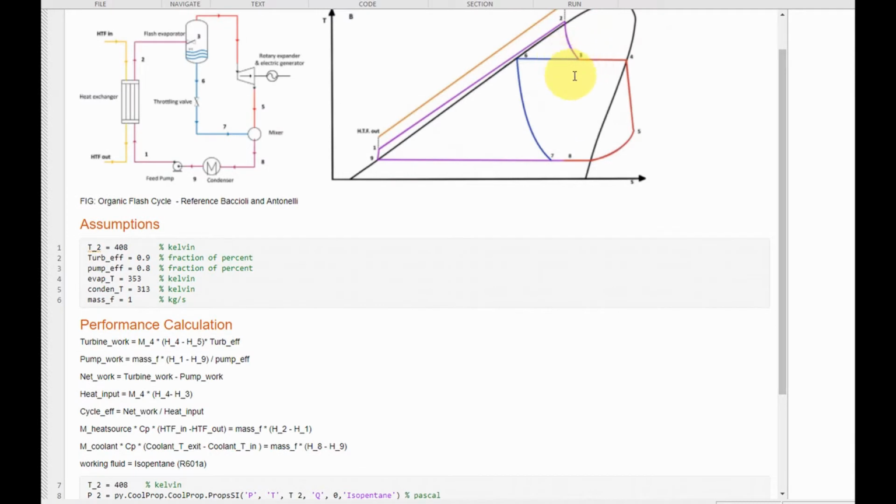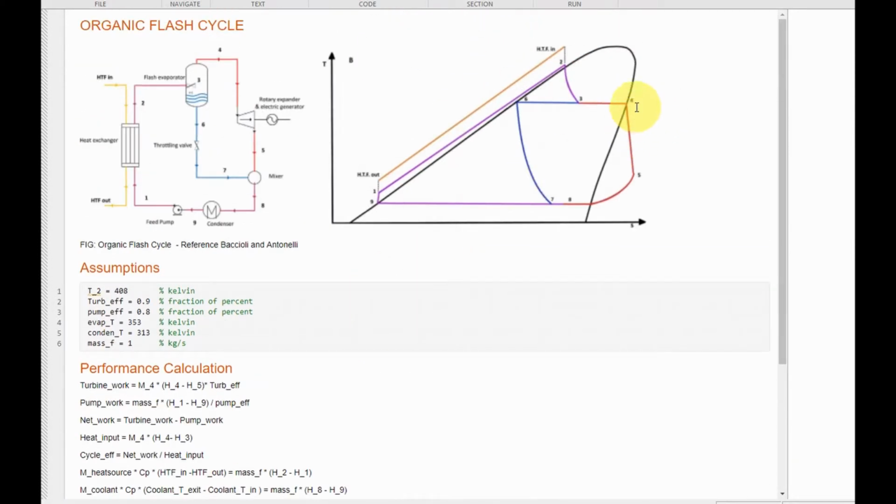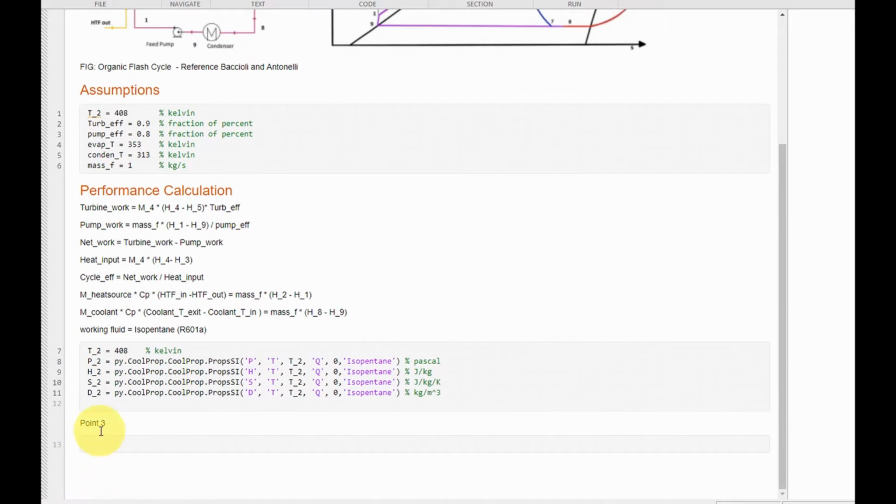Before we go to calculate point 3, because we don't know what the quality of the fluid is in here, we could quickly go to calculate point 4, because we know at this point the quality of the fluid is 1 and we can find the pressure at point 4. So let me change this to point 4.